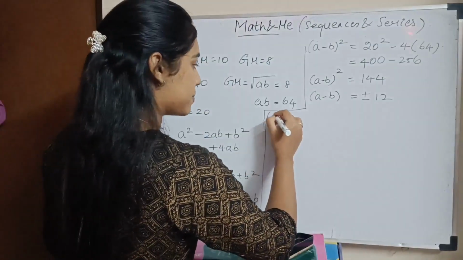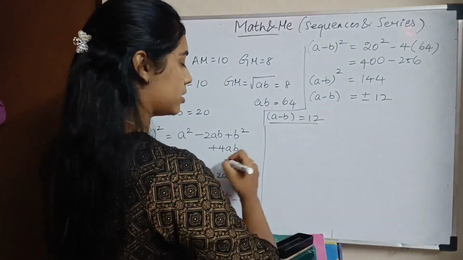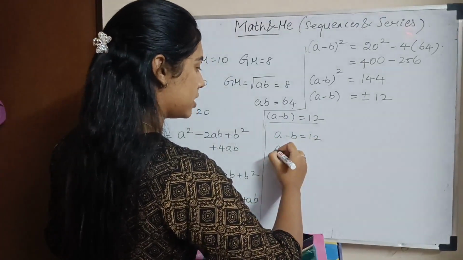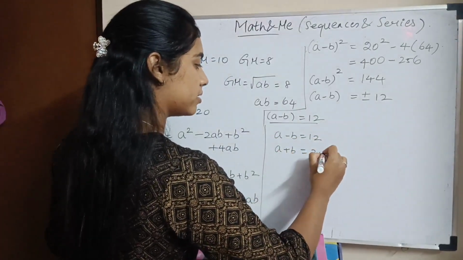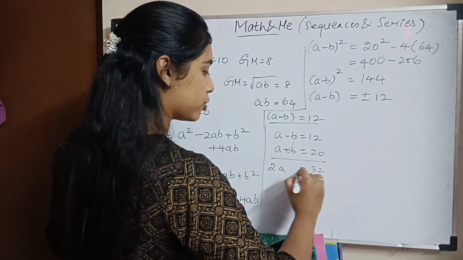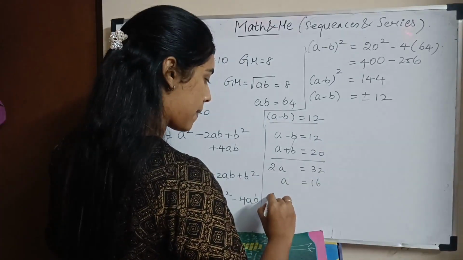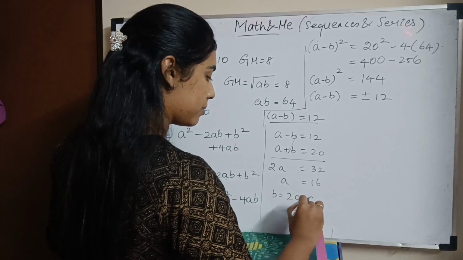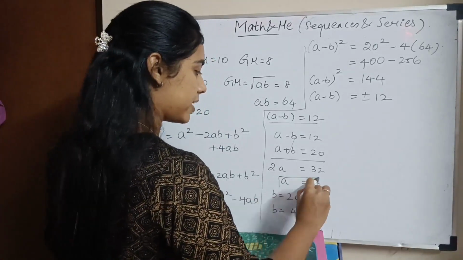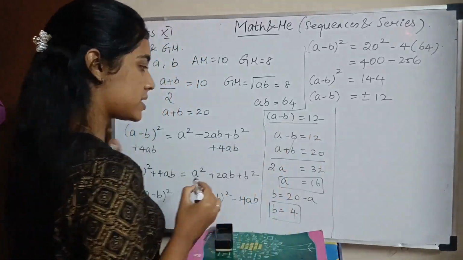So when my a minus b is 12, what will be my a and b? I have a minus b equals 12, a plus b equals 20. Now if we add them, what happens? 2a equals 32, a equals 16. Now what is b? B equals 20 minus a from here. So b equals 20 minus 16, which is 4. So a value is 16, b is 4. This is when a minus b equals 12.